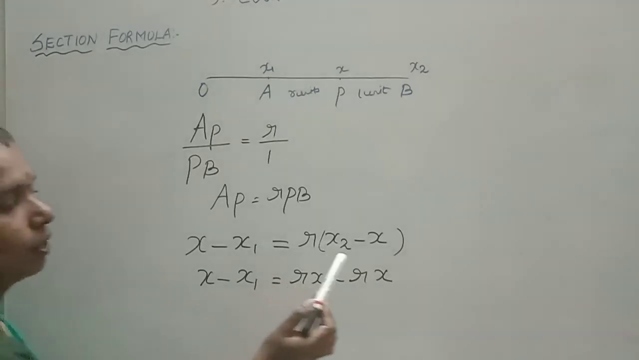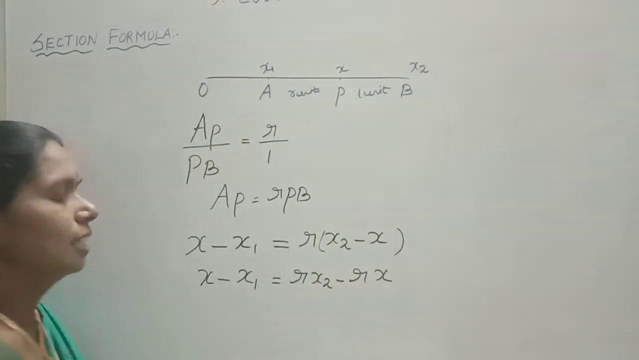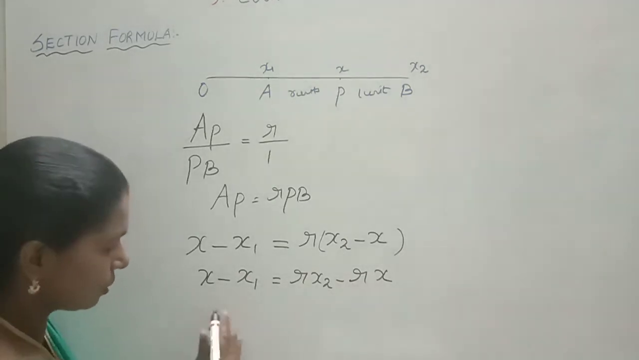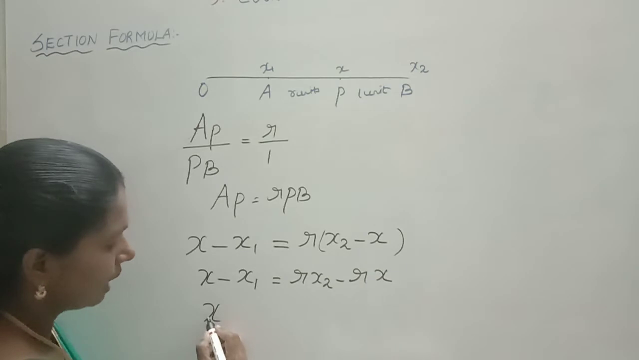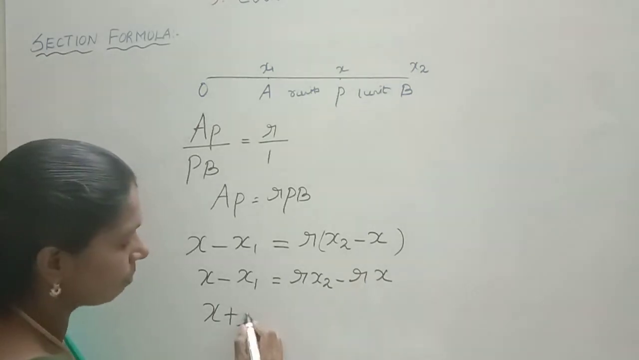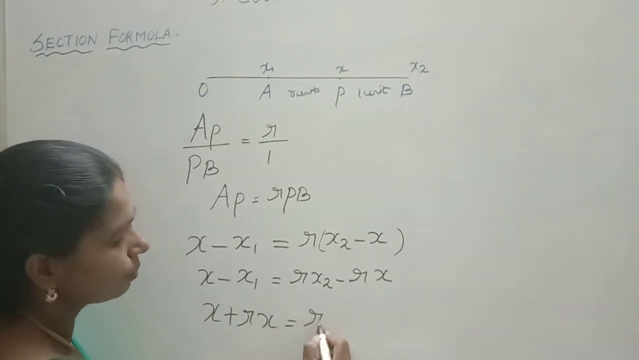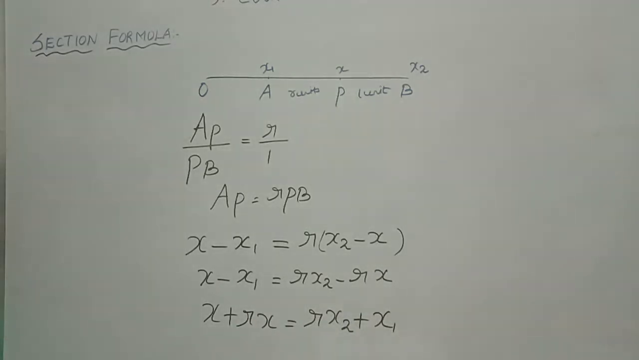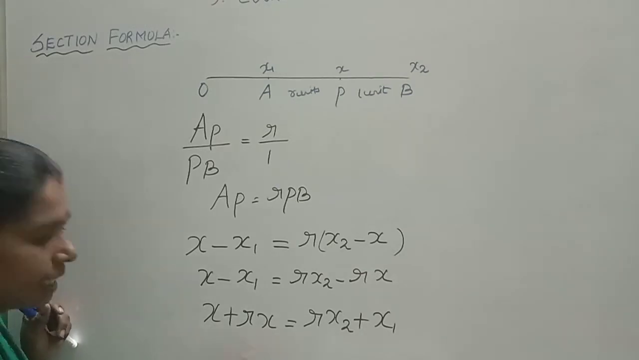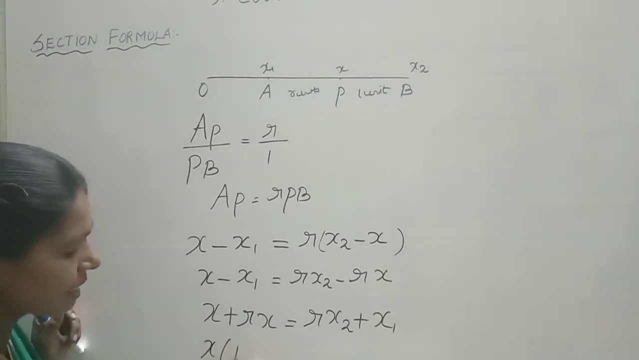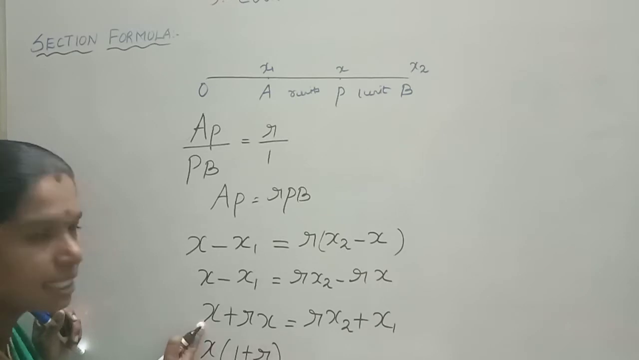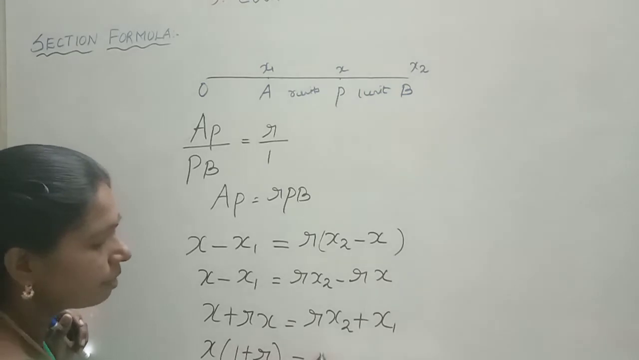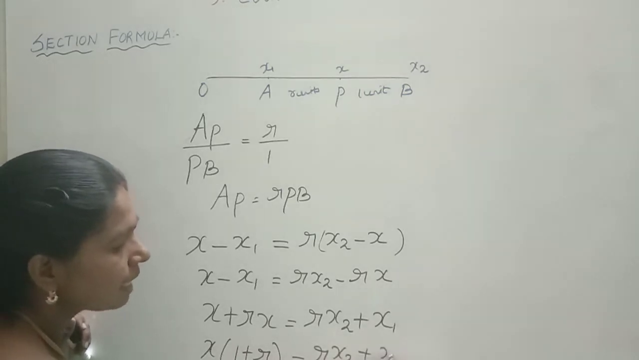Sorry, here one small correction: x2 minus x. Now multiply it: rx2 minus rx. Now I am going to take rx to the left hand side. So x plus rx is equal to rx2 plus x1. What is the common thing here? x. If you take x out, x into (1 plus r) equal to rx2 plus x1.